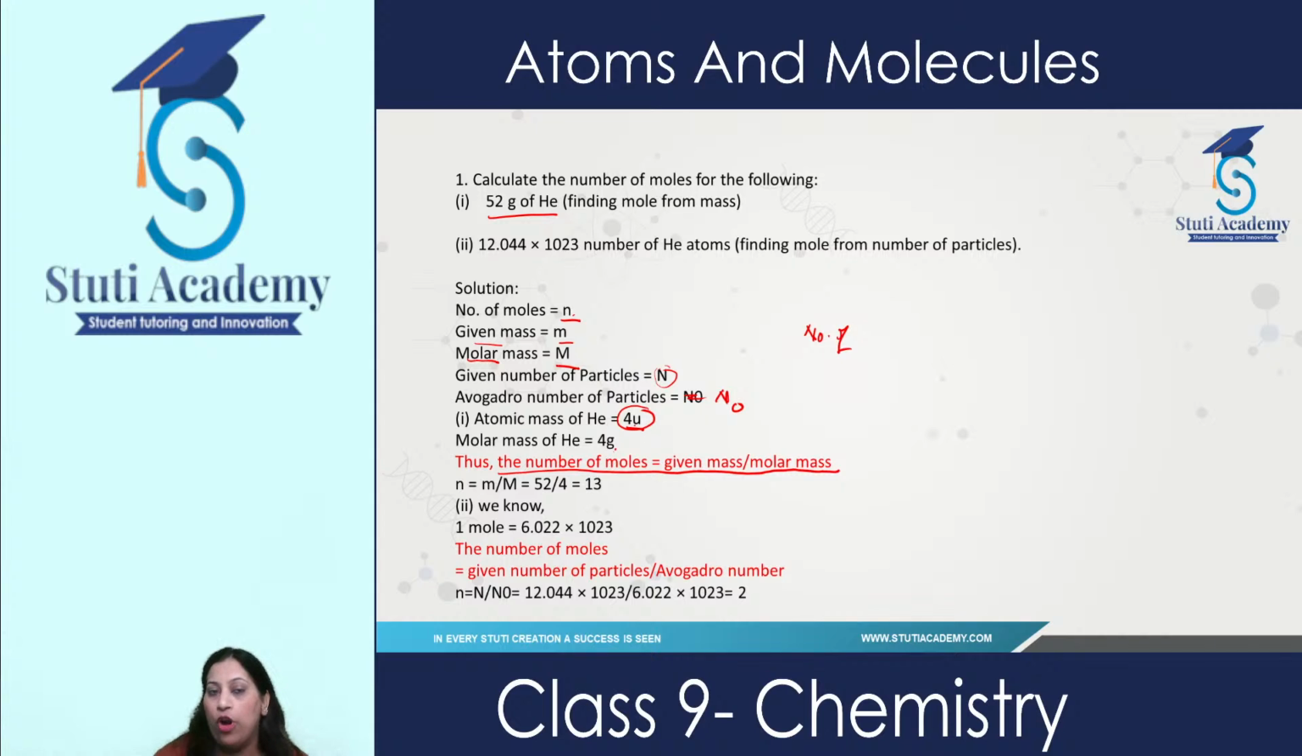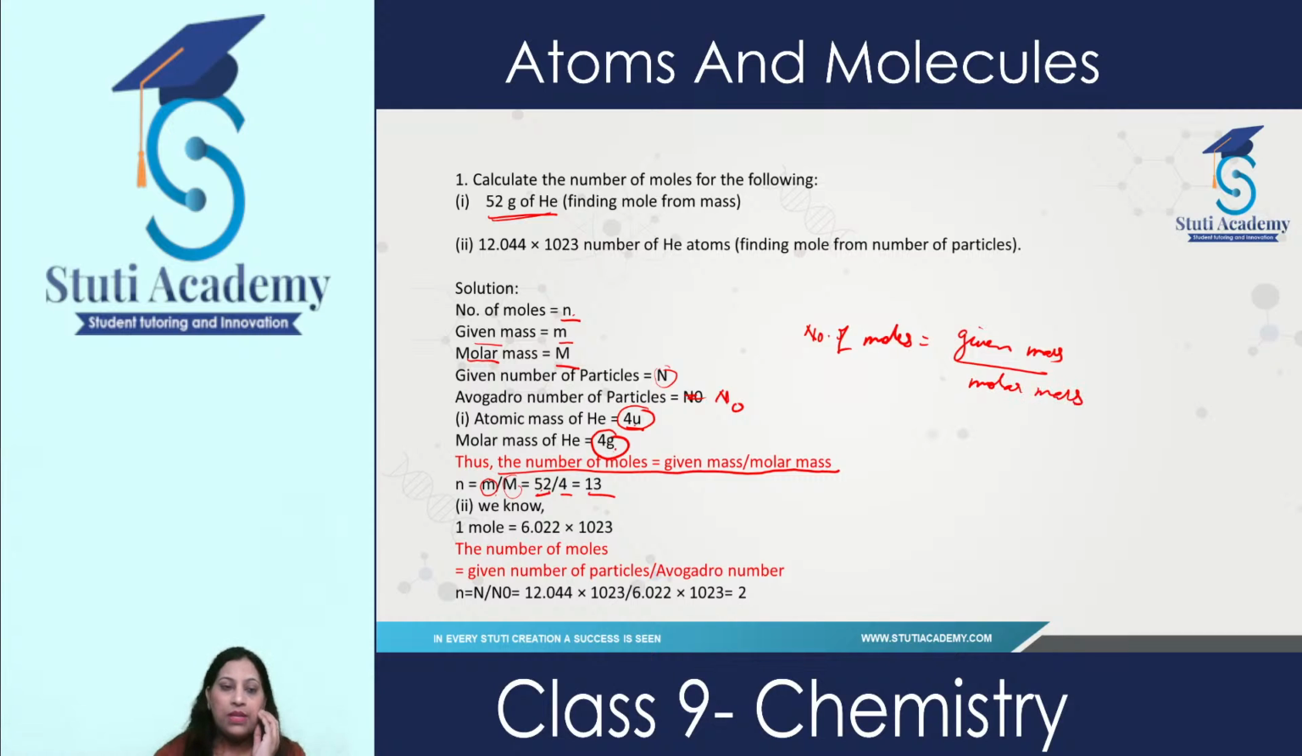Now, according to the formula, n is equal to m upon M. This small m is the given mass and this capital M is the molar mass. So small m is 52 gram of helium, which is already given in the question. So I have written 52 here. And the molar mass we have just calculated, which is 4 gram. So by dividing these two, we will get the number of moles. I hope this question is clear to you. So when you want to find the number of moles, you will use this formula: number of moles is equal to given mass upon molar mass.